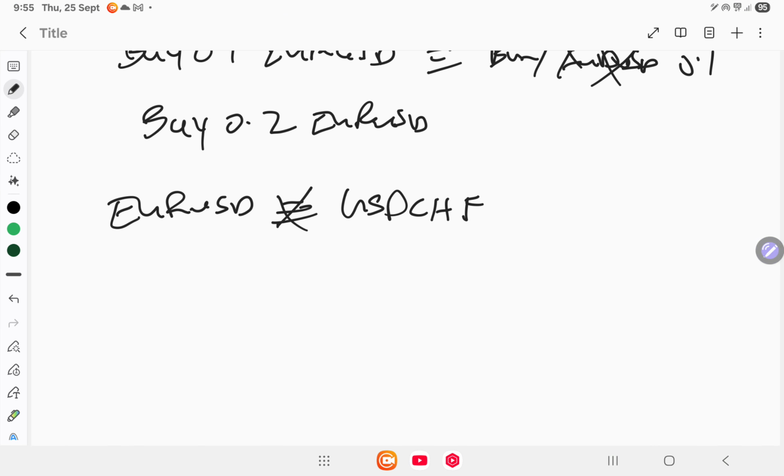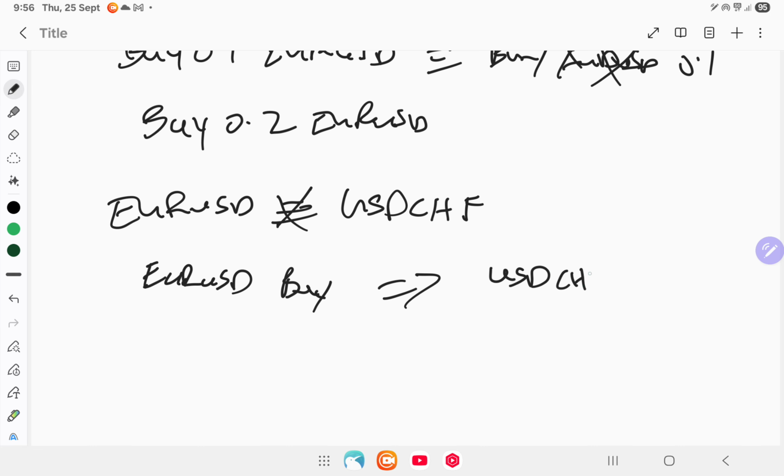So for instance, if you enter a trade on Euro USD, buy, and then you decide to enter on USD CHF, sell, this is a double risk. You're simply doubling your risk. If you're making money here, you'll be losing money here. And if you're making money here, you'll be losing the money here. So there's no need. Just pick one of them and enter. Don't choose a currency pair that is correlated, whether negatively or positively.